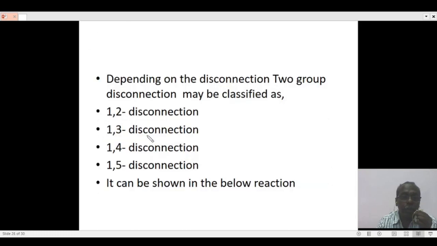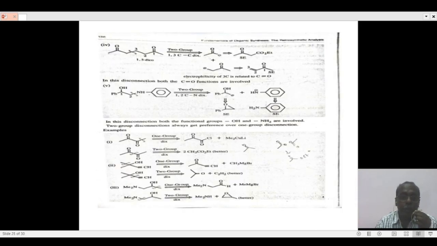When you see this example, breaking during the disconnection, both the functional groups, the carbonyl groups, are not affected. Therefore, it comes under one-group disconnection. The methyl group has a minus charge and the carbonyl carbon has a positive charge. The synthetic equivalent for the positive carbonyl carbon is the acid chloride, and the methyl group is connected with the Grignard reagent. Then these two undergo Grignard addition. You get this product, this diketone.